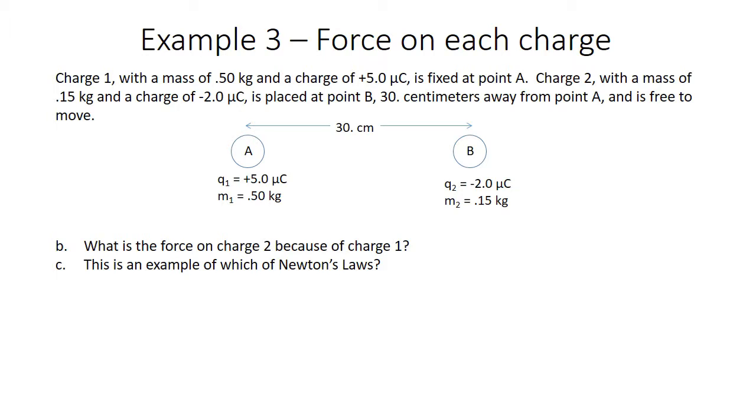When asked what is the force on charge 2 because of charge 1, we could redo Coulomb's law, just swapping out which one we multiply first, Q1 or Q2. But we should realize that this is really just an example of Newton's third law. For every force, there's an equal but opposite force. So my answer to B1, without doing any calculation, is 1 newton to the left. And we knew that because of Newton's third law.